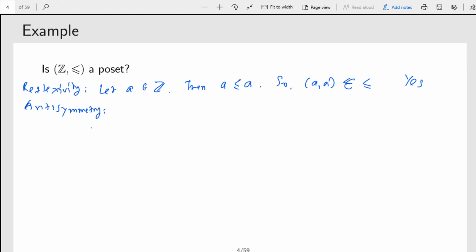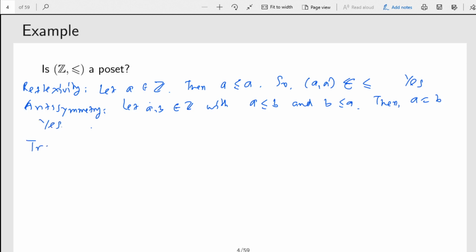So suppose a and b are integers with a less than or equal to b and b less than or equal to a. Then obviously, because they are integers, a must be b, which gives us antisymmetry, right?